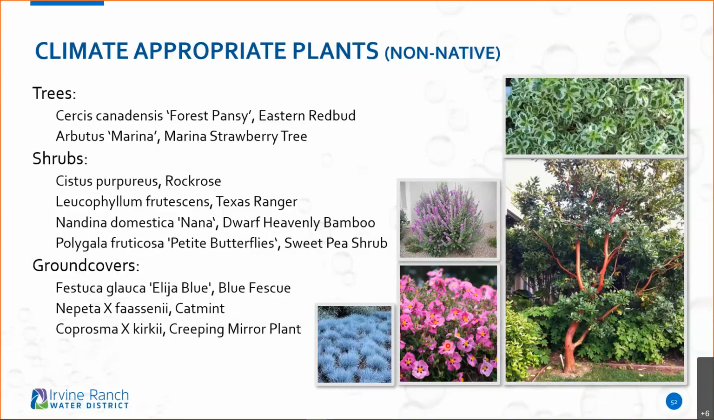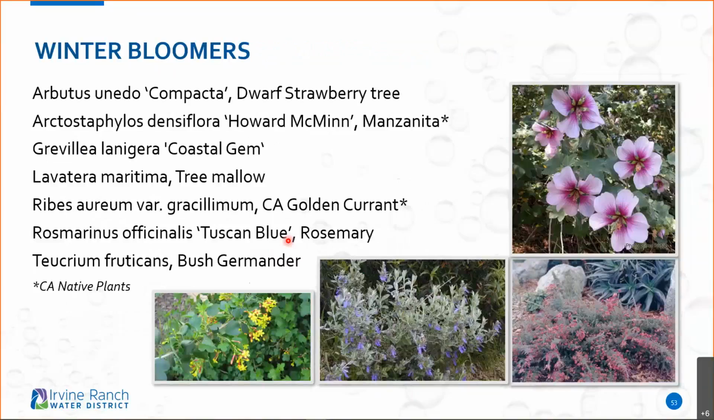Some rock roses here, Texas Ranger, heavenly bamboo, sweet pea bush, ground covers. This is blue fescue. Up here on the top, we have creeping mirror plant. You can see easy plants to find, a beautiful plant palette, very simple to find and put in your landscape.